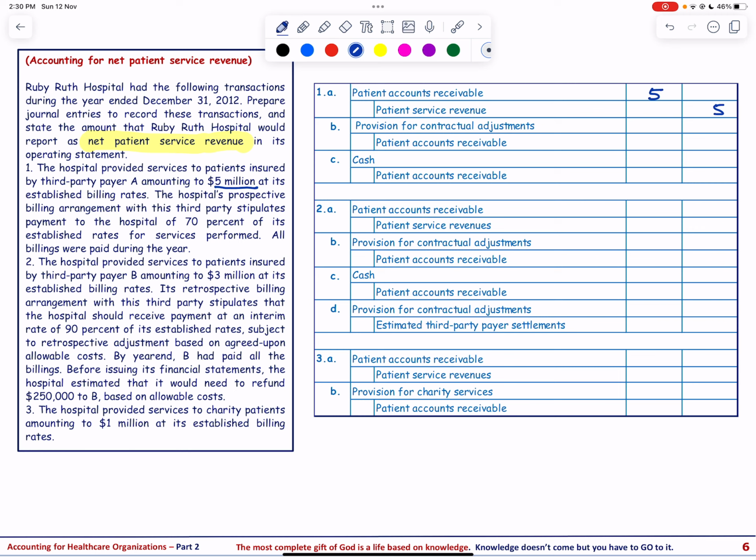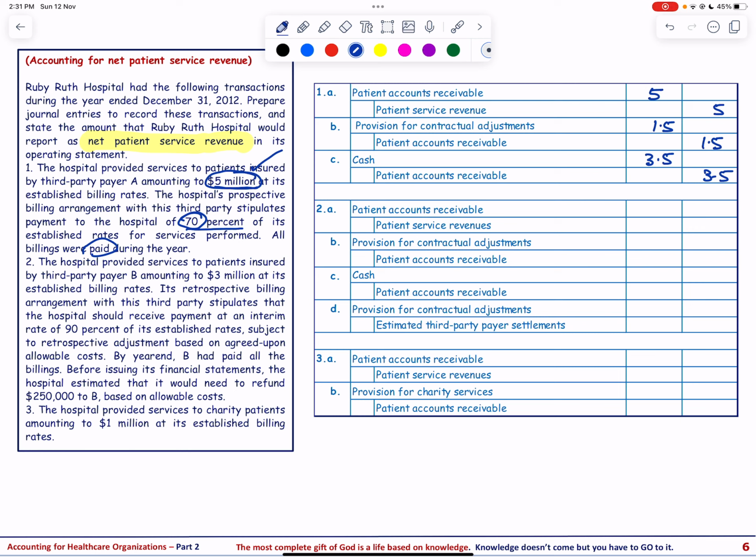The hospital's prospective billing arrangement with this third party stipulates payment to the hospital of 70%. That means we need to make a provision of 30% on this 5 million. So 30% of 5 million is 1.5 million. So provision for contractual adjustment is debited by 1.5 million and patient accounts receivable is credited by 1.5 million. Then all billings were paid during the year. So cash is debited and we are going to get 70% of this 5 million. So 70% of 5 million is 3.5 million.